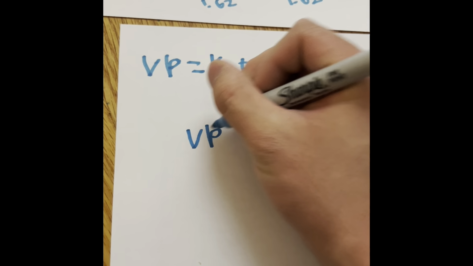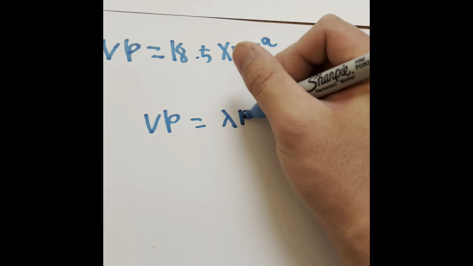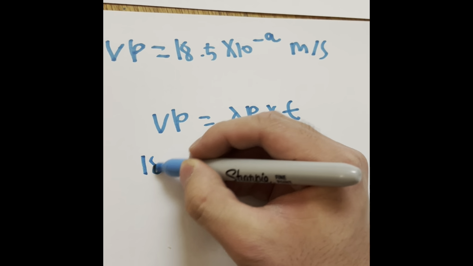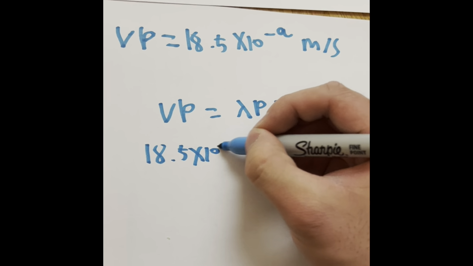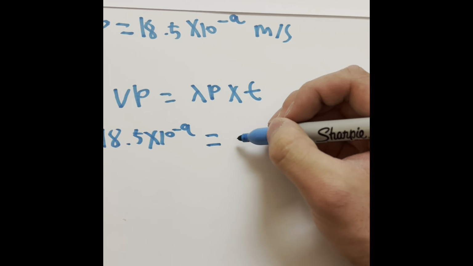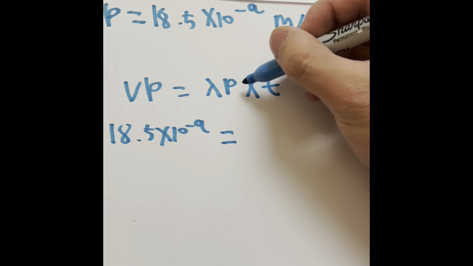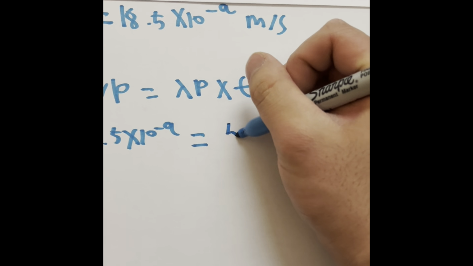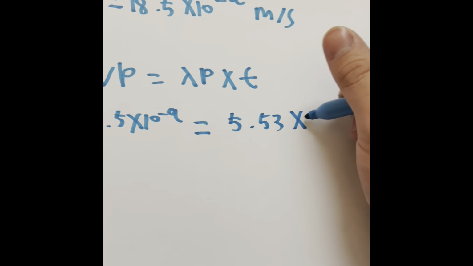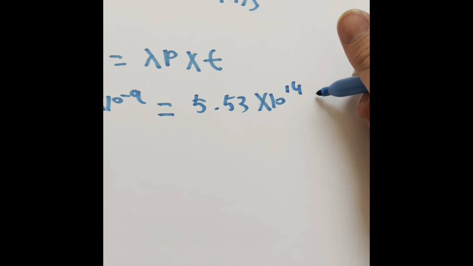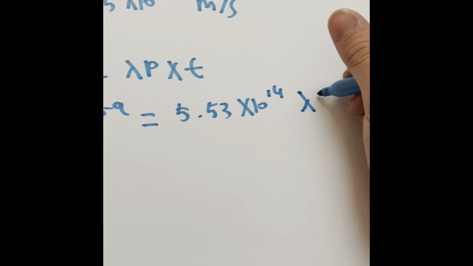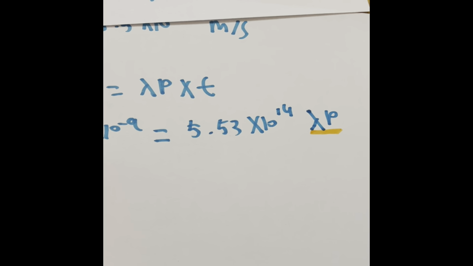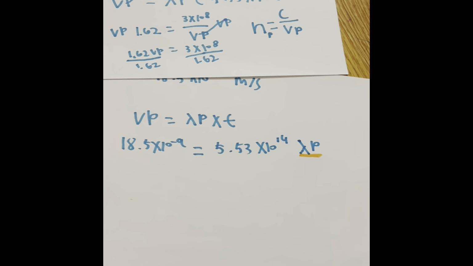So, if VP equals the wavelength inside the prism times the frequency, we can say 18.5 times 10 to the negative 9, and that's going to equal, I'm going to put that crazy symbol right behind the frequency, so it's kind of like a variable itself. 5.53 times 10 to the power of 14. Then I'm going to put this crazy symbol right over here. And to not get confused as a number, I'm just going to put a line under it so I don't forget of it later.